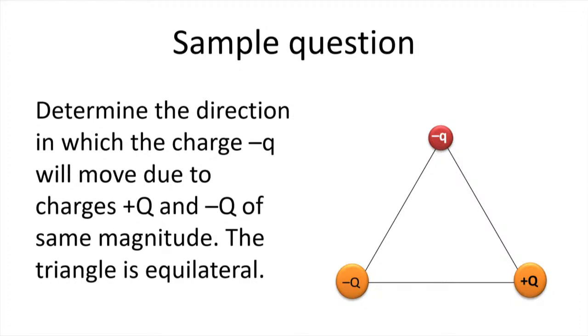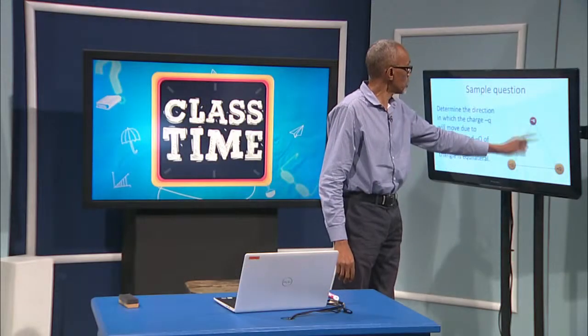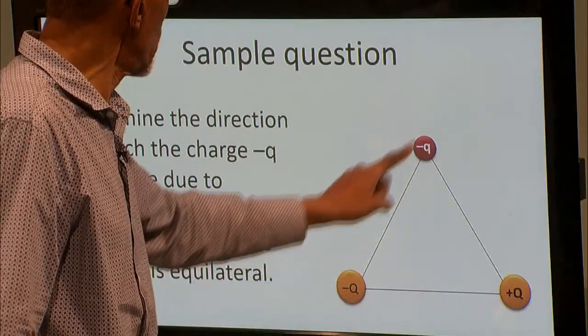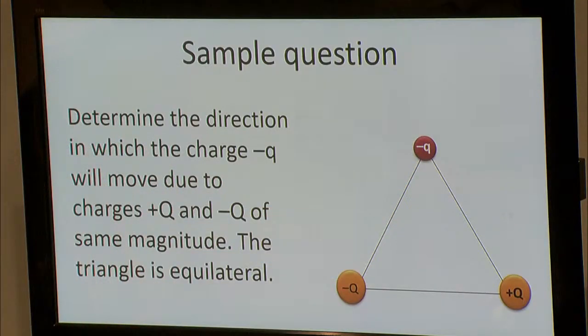So here is another look at a sample question. This is saying to determine the direction in which the charge negative Q will move due to charges positive Q and negative Q of the same magnitude. The triangle is equilateral. So the distances here are the same. This is the same distance from this and so on, right? So negative Q is the same distance from these two charges here.